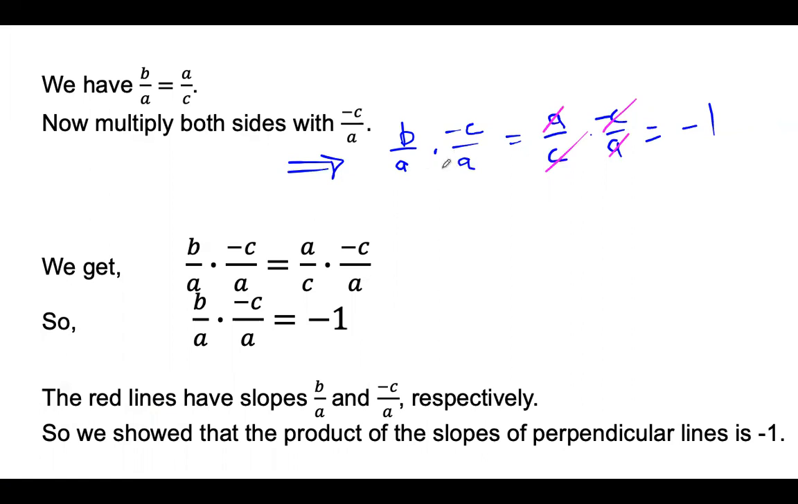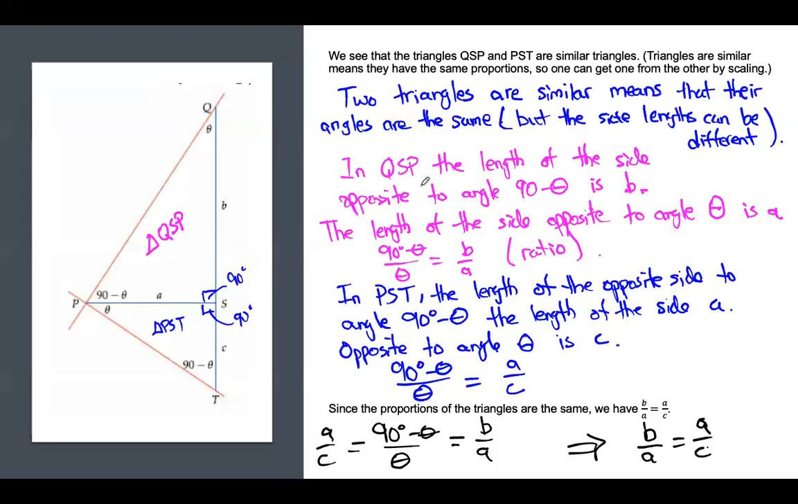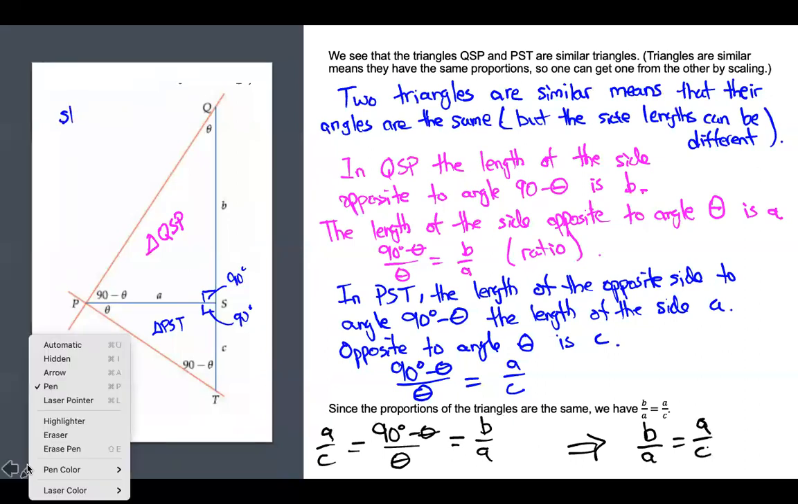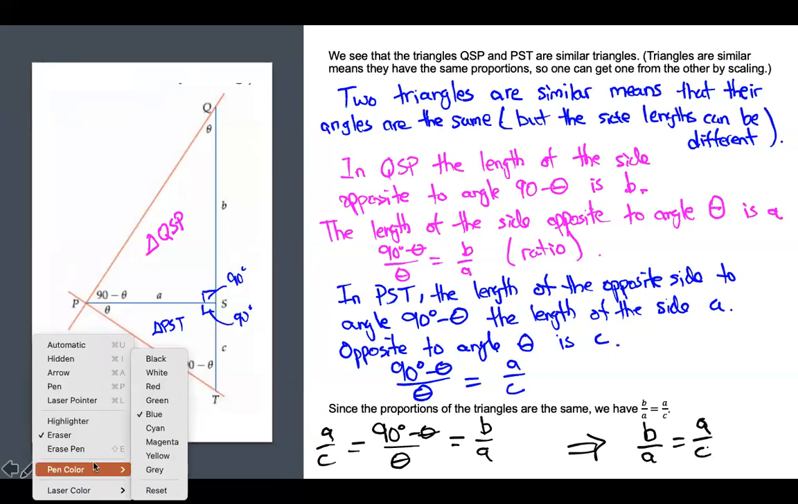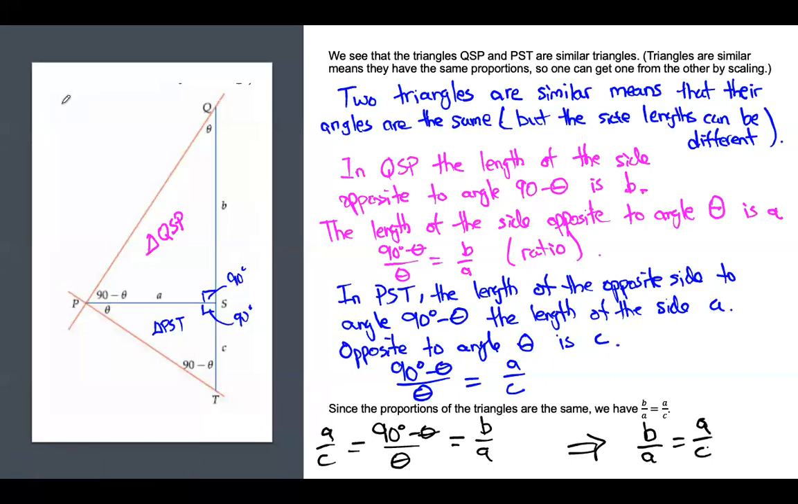So B over A, but what is this B over A? Let's go back to the picture and figure out what B over A is. It's basically the slope. Let's color code it. So the slope is actually equal to B over A. Let's see why. Because it's basically rise over run.